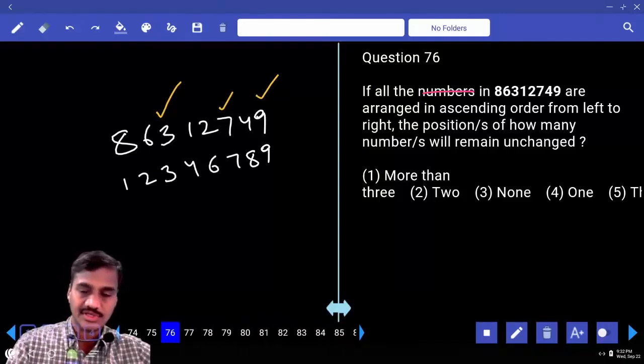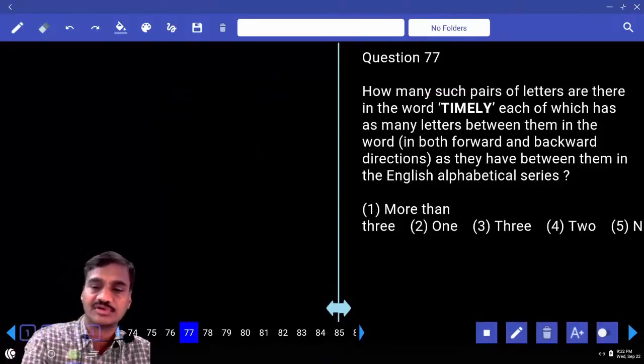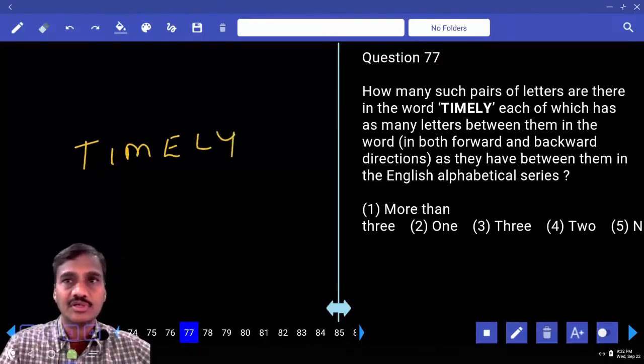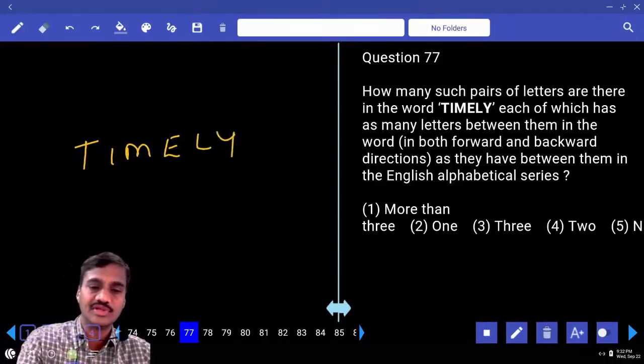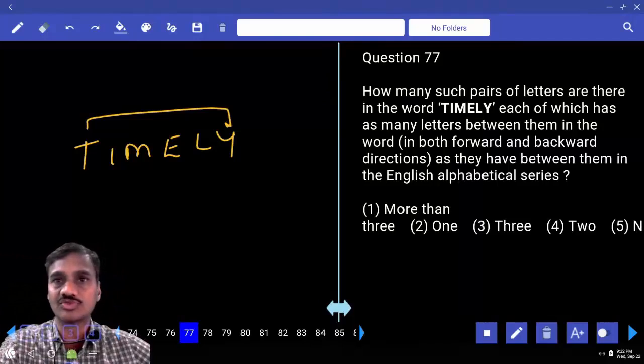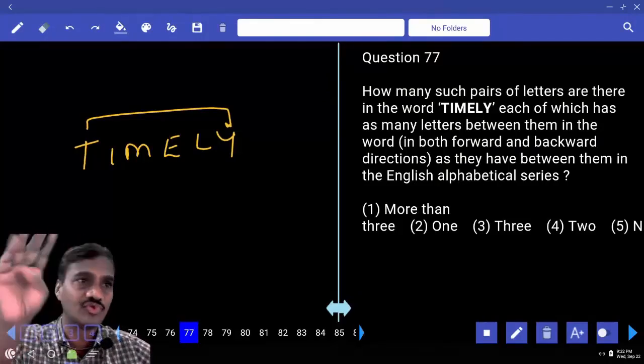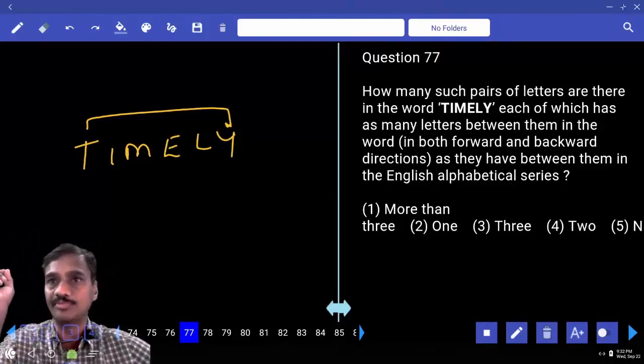Question 77. How many such pairs of letters are there in the word TIMELY? Starting with T: T, U, V, W, X, Y. Between T and Y there are 4 letters in this word, and in the English alphabetical sequence also, between T and Y there are only 4 letters. Hence these 2 letters form a pair.